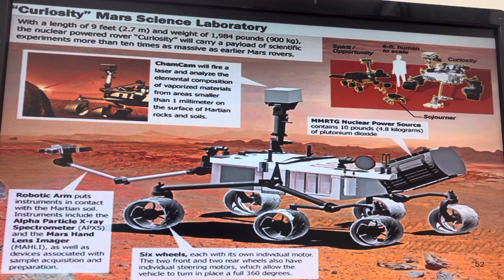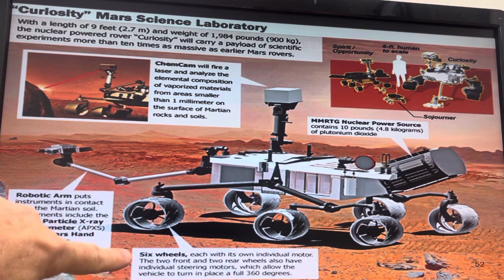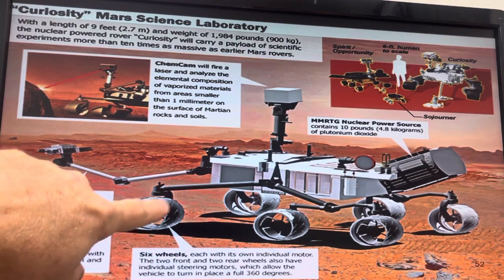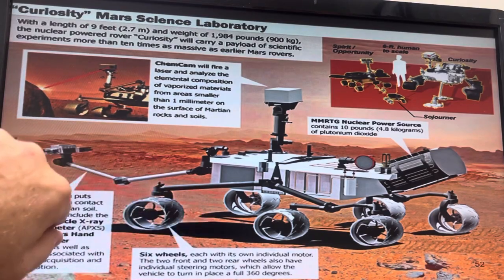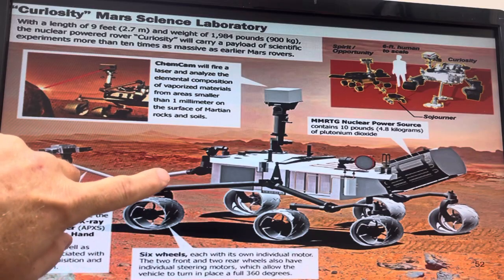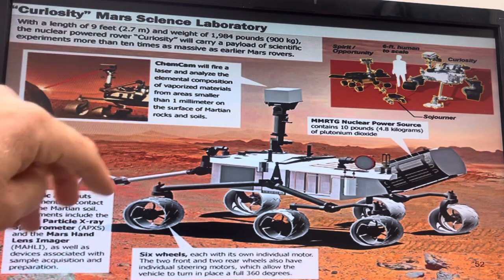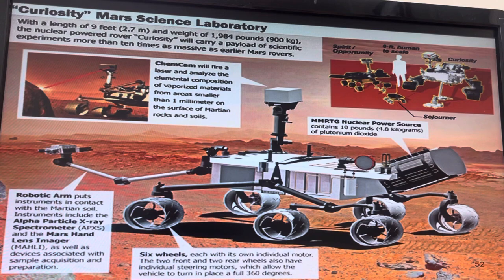They have robotic arms with alpha particle X-ray spectrometers and imagers, all different kinds of cameras. Wheels, each one has its own motor, so in case one breaks down, it can still move. So not just one motor controlling everything, because if one motor breaks, it doesn't go anywhere, right? So just some neat technology that has advanced over the years.